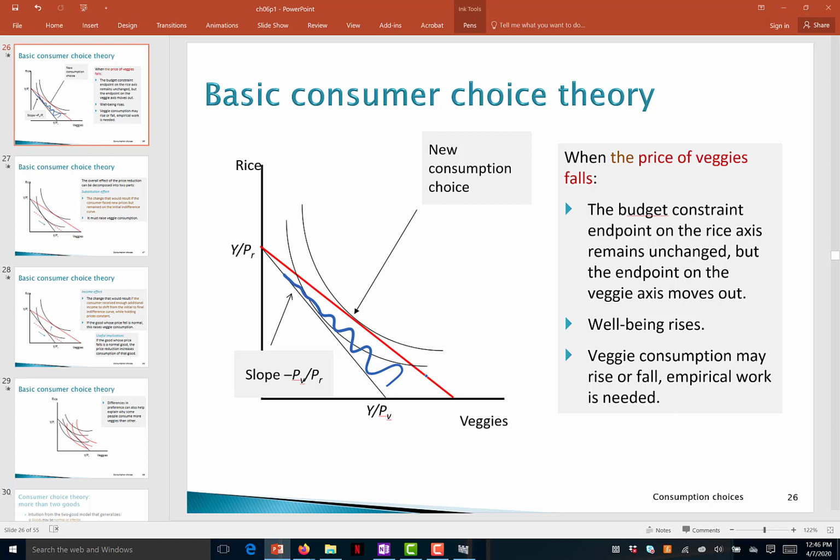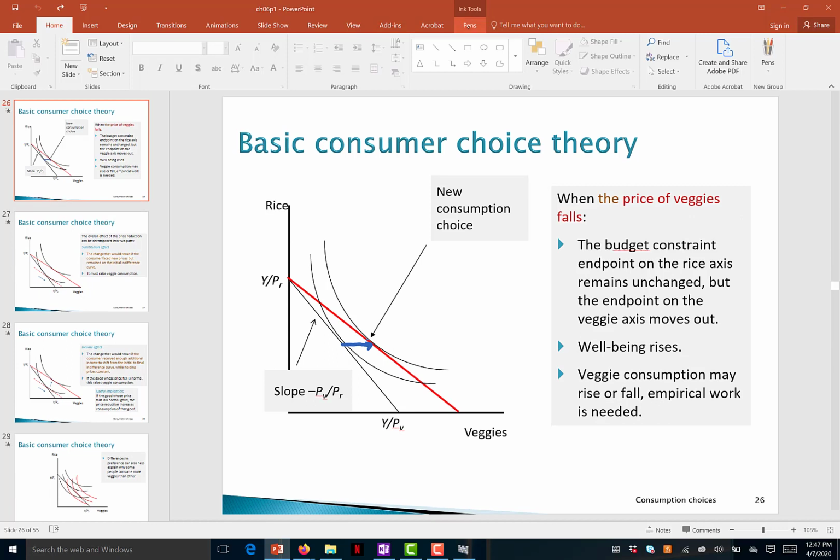And then the second effect is called the substitution effect, which is essentially the fact that because the price of veggies has gone down, but the price of rice has remained constant, veggies have become relatively cheaper compared to rice. So not only do I consume more veggies because I feel wealthier, since veggies are cheaper and I have these additional possibilities of consumption, but in particular I consume more veggies because veggies are now cheaper compared to other goods and services.